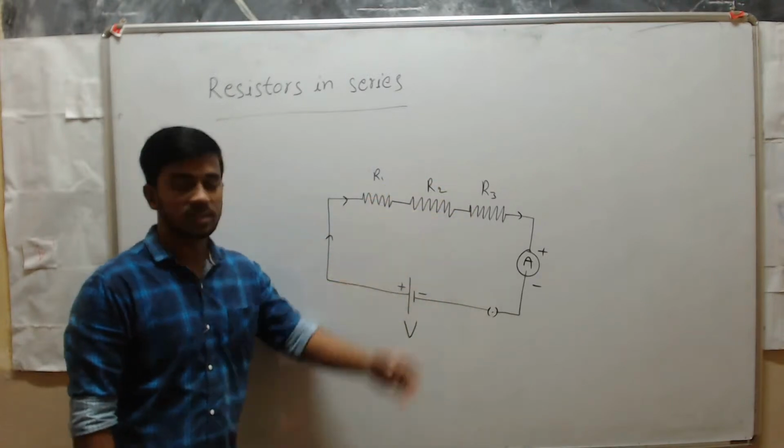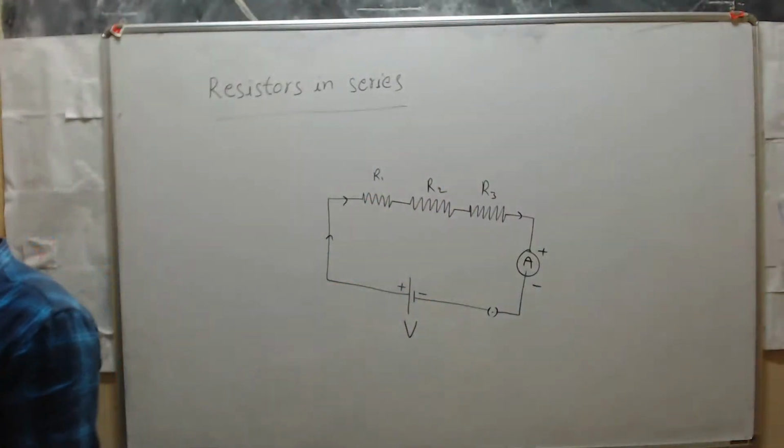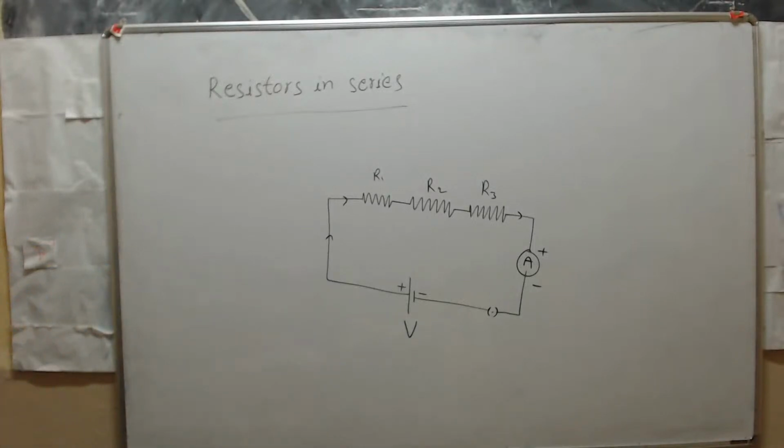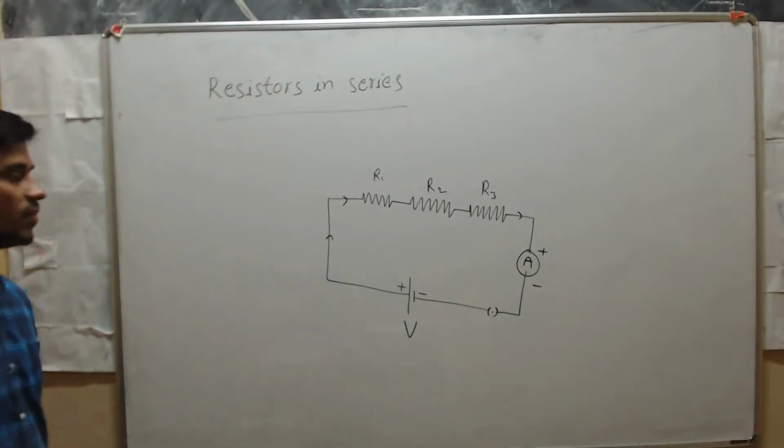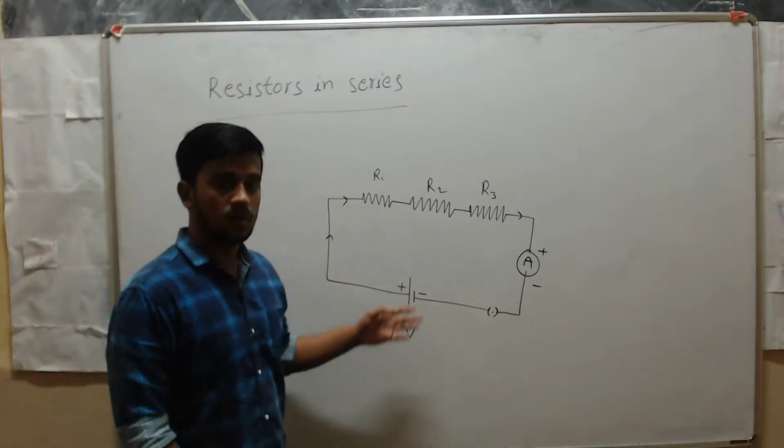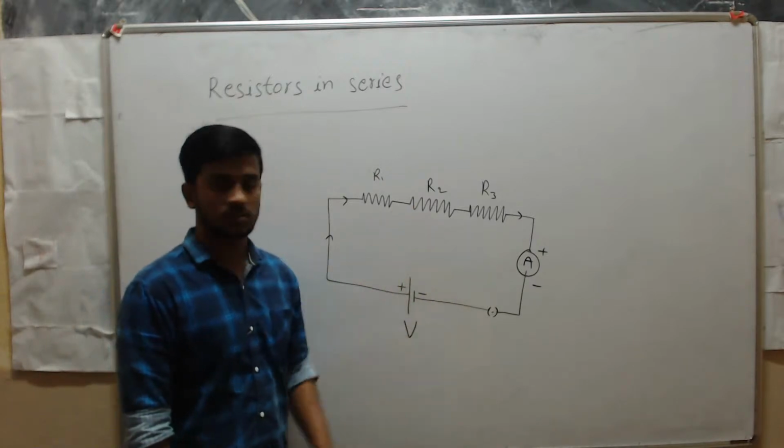Why? Because these are resistors. Resistors means what? What is the function of the resistors? They will oppose the flow of electrons, correct? It is the opposition to the flow of electric current, of electrons.